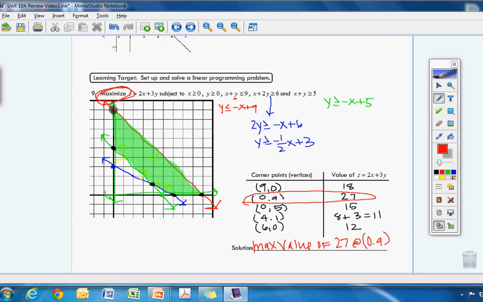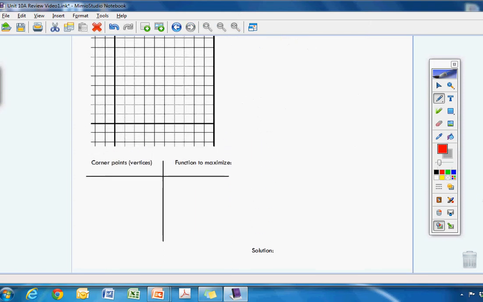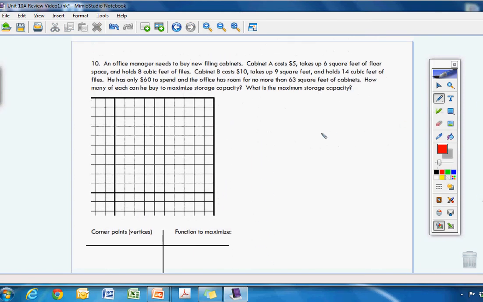All right, so now we'll move on to our application. Okay, so you want to figure out what are the variables that you are going to be comparing. What are the different ideas that we're going to come up with for all of these equations? So we have cabinet A and we have a cabinet B here. So cabinet A is going to be X, cabinet B is going to be Y. We're going to compare these two cabinets.